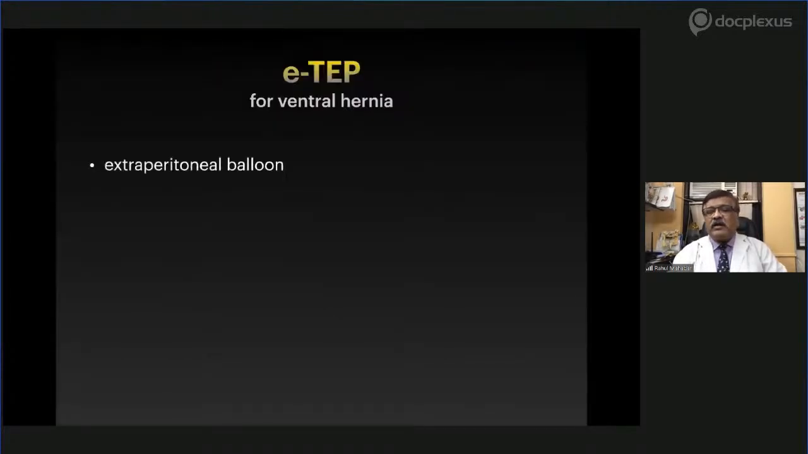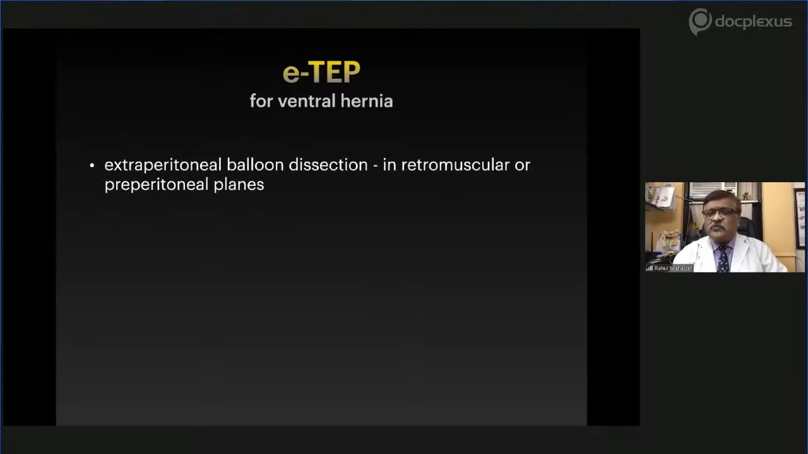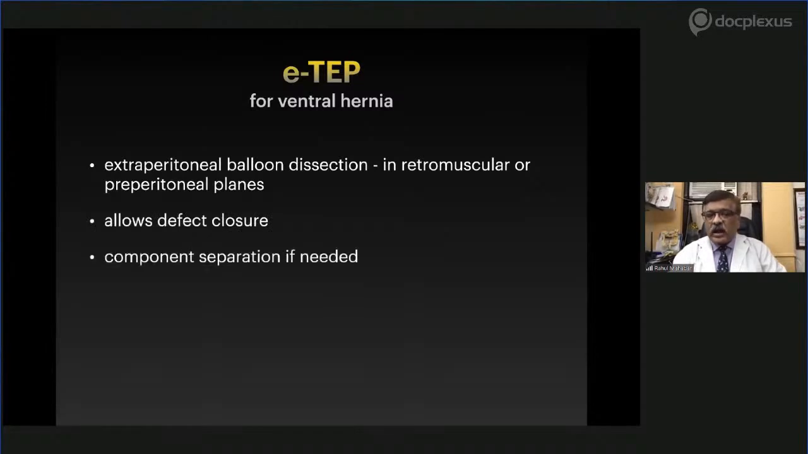In E-TEP ventral hernia repair, what we do in this particular procedure is extraperitoneal balloon dissection or telescopic dissection in the retromuscular or preperitoneal planes. It allows the defect closure and component separation if needed, if the hernias are of a larger size, or the defect is not possible to close intraoperatively, or otherwise there are lateral hernias as well, and wide prosthetic reinforcement in a sublay position.